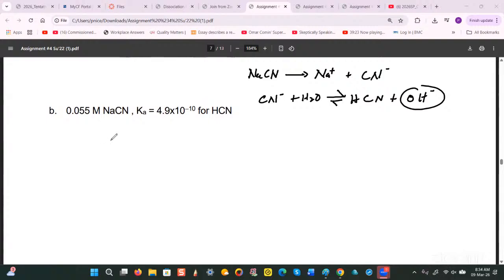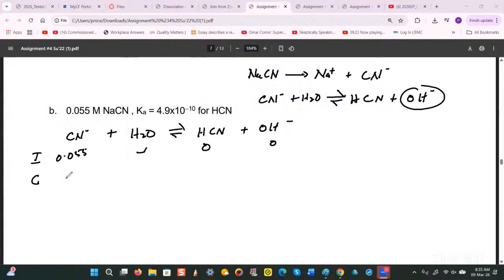So we set up an ice table, and the ice table is going to have this equation at the top of the table. So you're going to have CN- plus H2O to form HCN plus OH-. And initially, the concentration of CN- is going to be 0.055 because the CN- will come from the sodium cyanide. We don't need to concern ourselves with water, but here, this will be 0 and this will be 0.